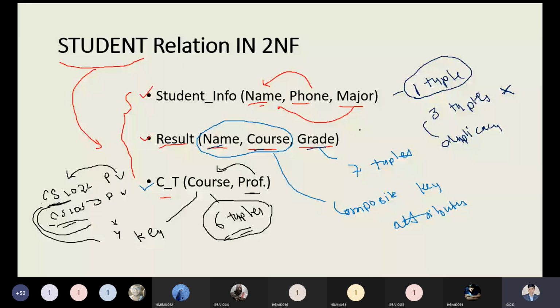Grade can have duplicacy. There is no issue, so it can't be the non-key attribute. Like you are the X student, and you have chosen courses 1, 2, 3, and you got the grade A. You are the X student, and you have opted for other courses like 4, 5, 6, and you also got the same grade A. So this can have duplicacy. So this grade can't be a key attribute. This will be the non-key attribute.